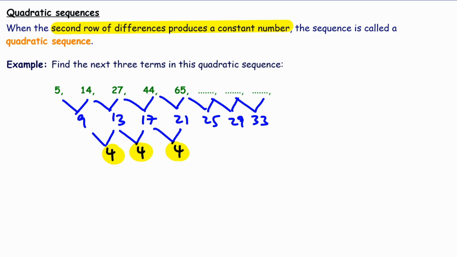For example, 25 plus 65 will be 90, so that will be 90. 90 plus 29 will be 119. 119 plus 33 will be 152. So the next three terms are 90, 119, and 152. Okay?